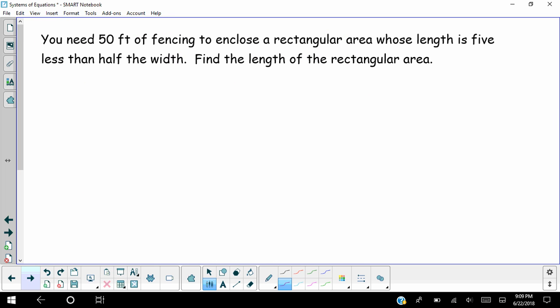Okay, one more word problem, working with systems. You need 50 feet of fencing to enclose a rectangular area whose length is 5 less than half the width. That's a lot going on there. This is one that I would encourage you to draw a picture.